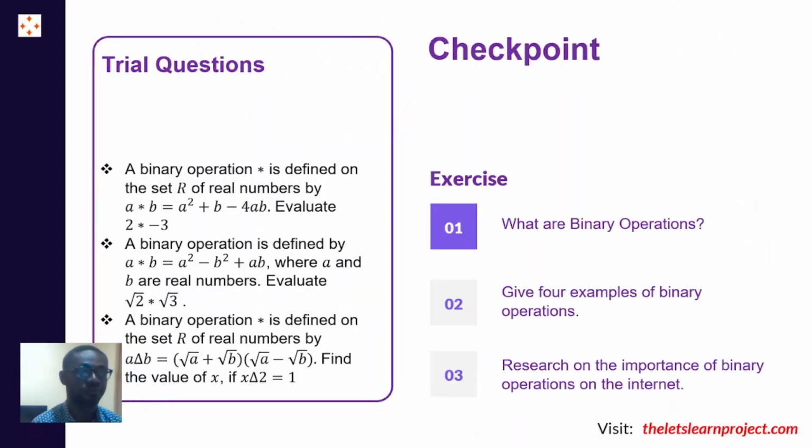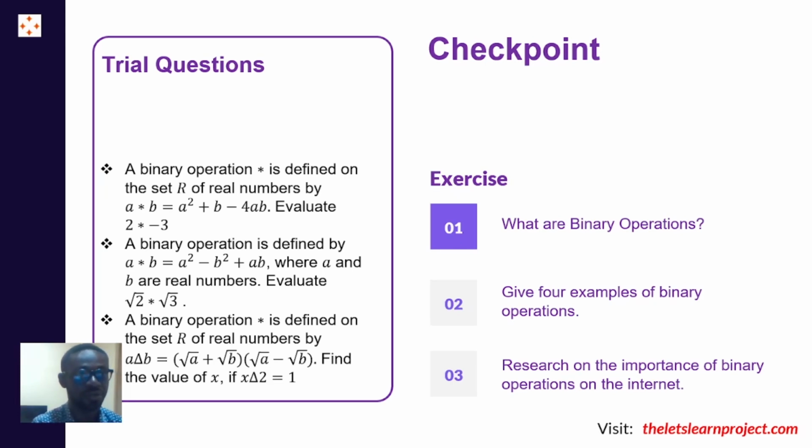Alright, so I've tried to get you some questions to try your hands on. So the first one is a binary operation star is defined on the set R of real numbers by A star B equals A squared plus B minus 4AB. Evaluate 2 star negative 3. Then the second one is with 2 star with 3, and your binary operation has been defined there for you. The second one looks like the first two questions that we solved. So you perform the operation as has been defined, and then you find the value for x.